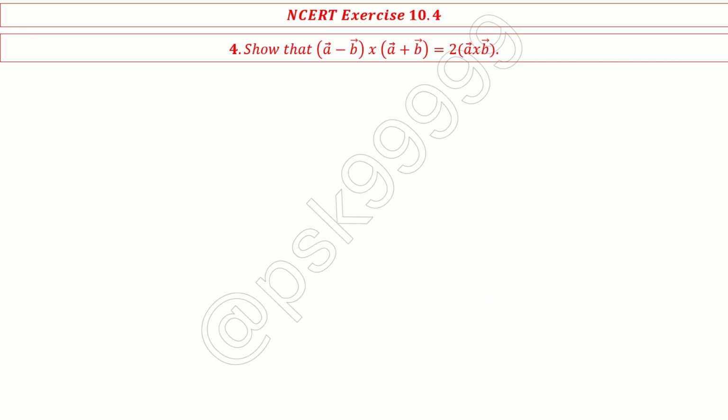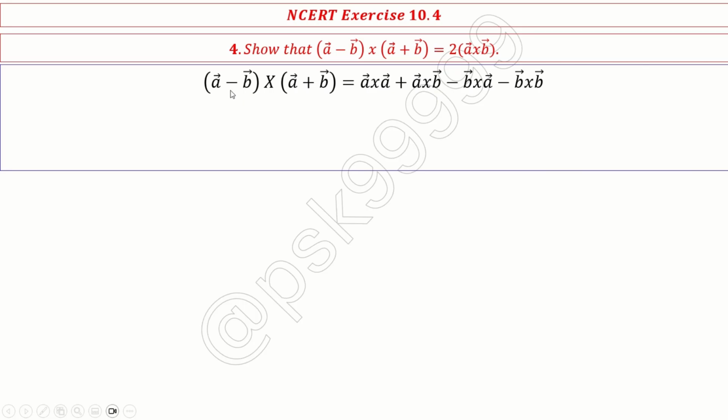Show that a minus b cross a plus b equal to 2 a cross b. This is very simple. You just expand it. Write the order correctly because you are doing cross product, so order matters a lot. A cross a, plus a cross b, minus b cross a, minus b cross b. So I can write this as plus a cross b, and minus b cross a will become plus a cross b, right? So I can change that.